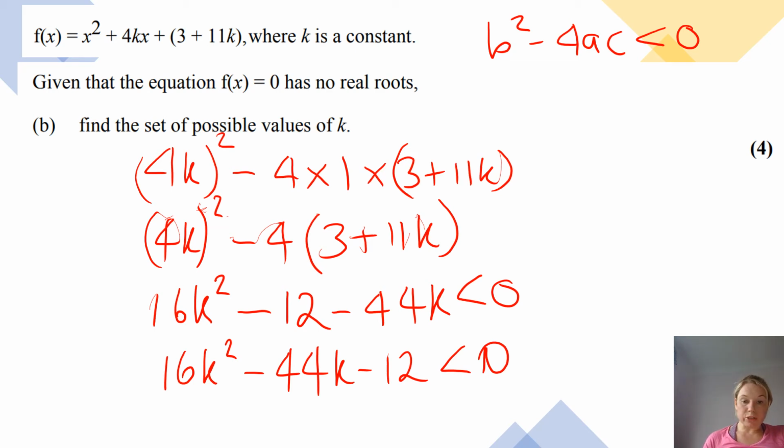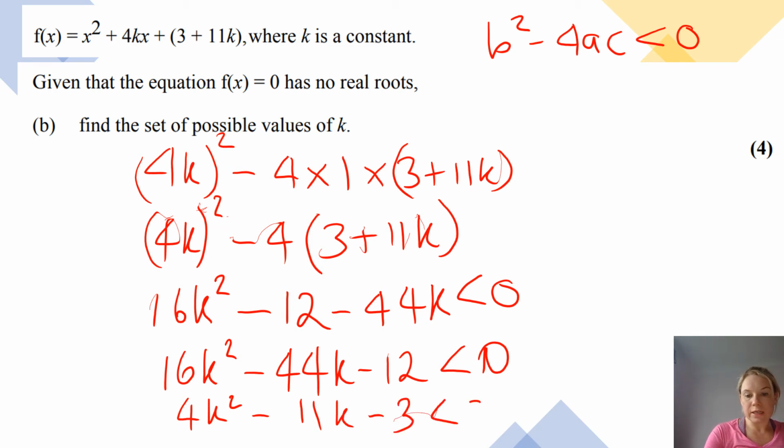So you can reduce them down. If you divide it all down by 4, k squared, it just makes it easier to look at, and it is possible to do that. It's a multiple. And then you've got 4k squared minus 11k minus 3.